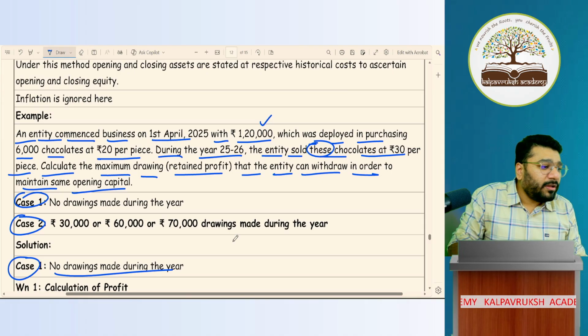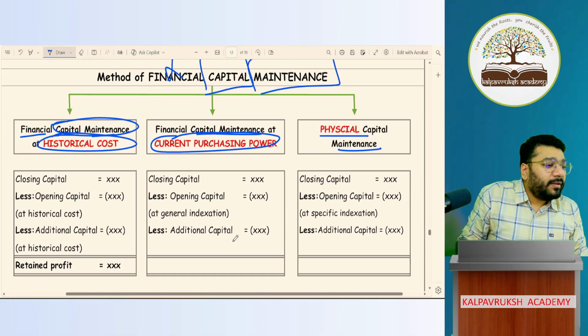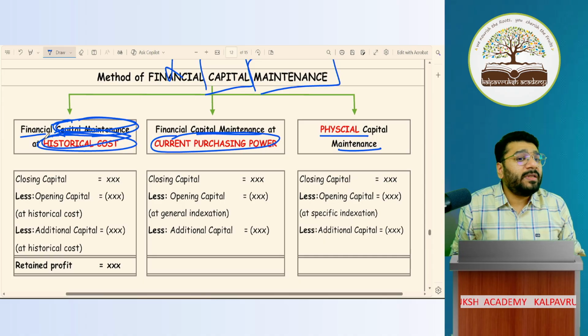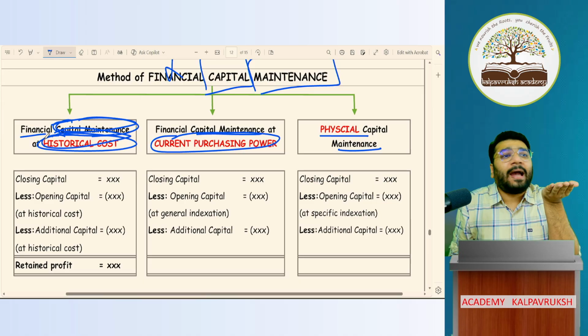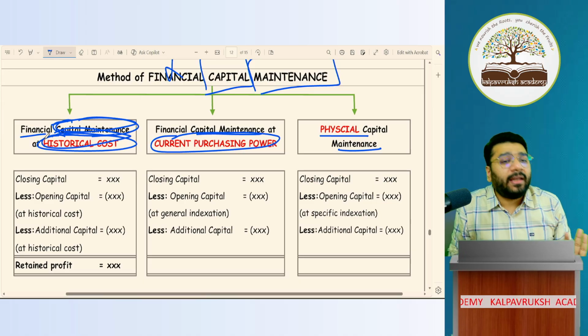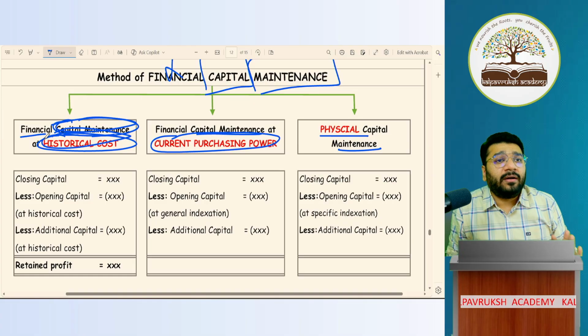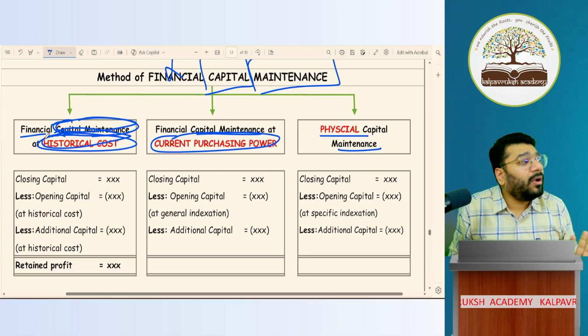What is the first concept? The first concept is capital maintenance at historical cost. Capital maintenance at historical cost means what? With whatever capital I started, the same capital I'm maintaining every year. Which means whatever profit is earned, the profit is fully withdrawn. Got it? Not got it?